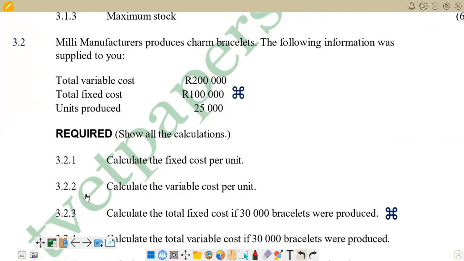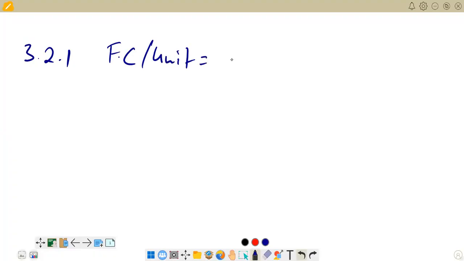But obviously, as usual, we are going to start by putting down the formula for calculating the fixed cost per unit. You come here. This is now 3.2.1. So this is fixed cost per unit. So obviously, we are going to say total fixed cost.